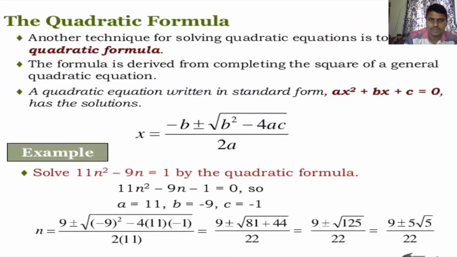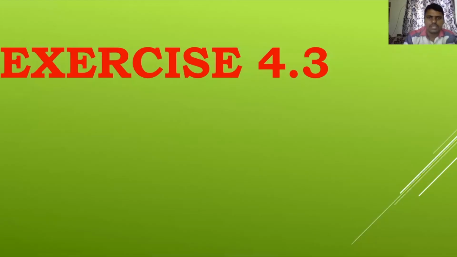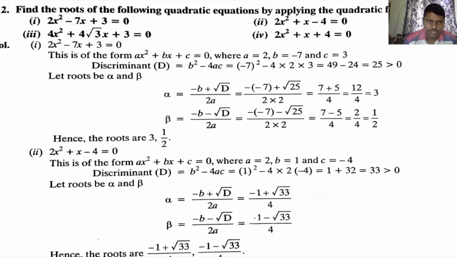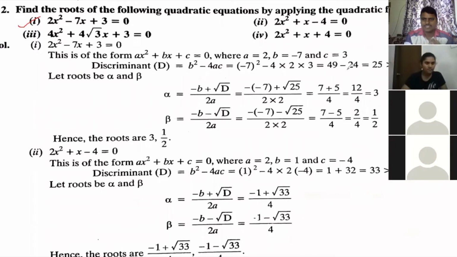Here is one more example, children. Exercise 4.3. Question number 1 we are not doing, because that is completing the square. So go to question number 2 directly. Take the first sum: 2x square minus 7x plus 3. I did it here. Children, look here once. All of you stop writing and look here.